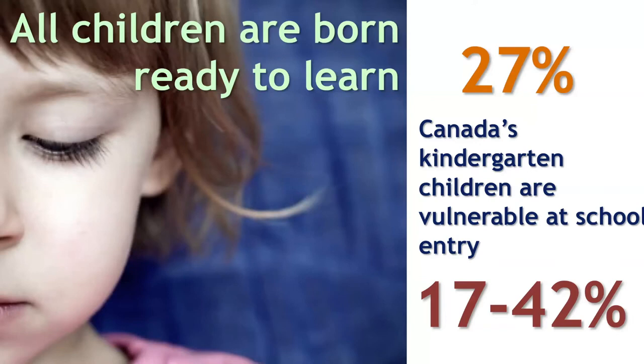So to continue from the slide that I showed you a minute ago, yes, all children are born ready to learn, but in Canada, 27% of kindergarten children are vulnerable at school entry. It's already a high number, but when you think about the fact that this number varies between jurisdictions, by that I mean our provinces and territories, between 17 and 42%, that really is very troublesome. And this number can vary even more if you go down to smaller geographical levels.